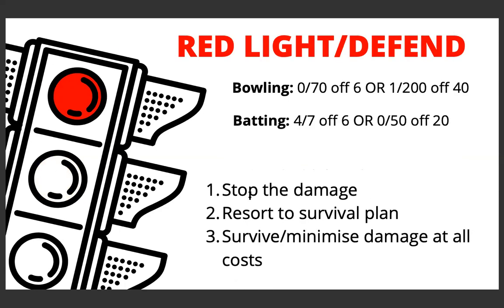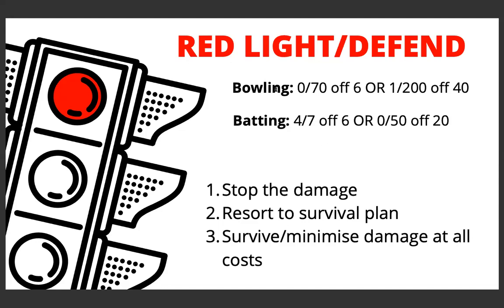And then obviously the last part of it is the red light, and that's about defending. So from the bowling perspective, if you're bowling and the batters come out and they start whacking them and you're none for 70 off 6, or, you know, you're none for 60 off 6, or you're 1 for 200 off 40, you're in that stage where you have to try and defend because they're coming at you really, really hard. Or from a batting perspective, you're 4 for 7 off 6, or you're none for 50 off 20, you're not scoring quick enough. You're in that stage where you need to stop the damage. All right, red light, think bang, stop. You need to stop the damage and you need to survive and minimize the damage at all costs.